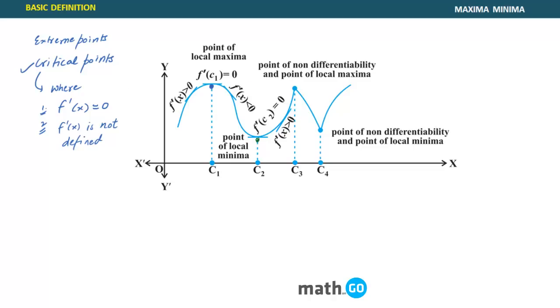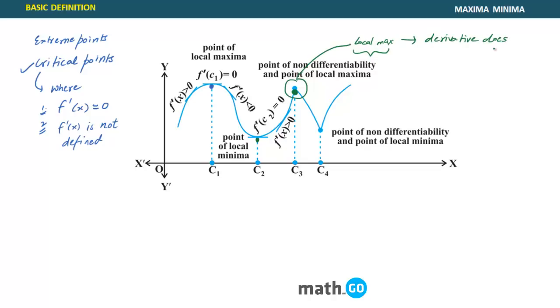Then C2 is also a critical point. Now let's talk about C3. By the diagram we can say that this is the point of local maximum, no problems. But can you tell me whether the derivative exists or not at this point? No, at this point the derivative does not exist, right? Derivative does not exist. Why?